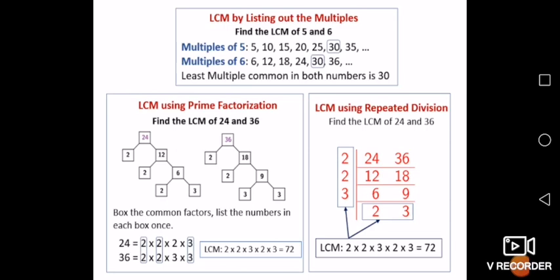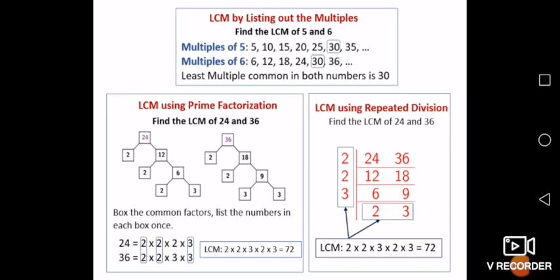In prime factorization, you will find the factors of the given numbers, and then for finding the LCM you will find all the common factors. Out of those common factors you will write only one time, and whatever remaining factors were left, you will write those at last, and the product of all these factors will become the LCM of the given two numbers.